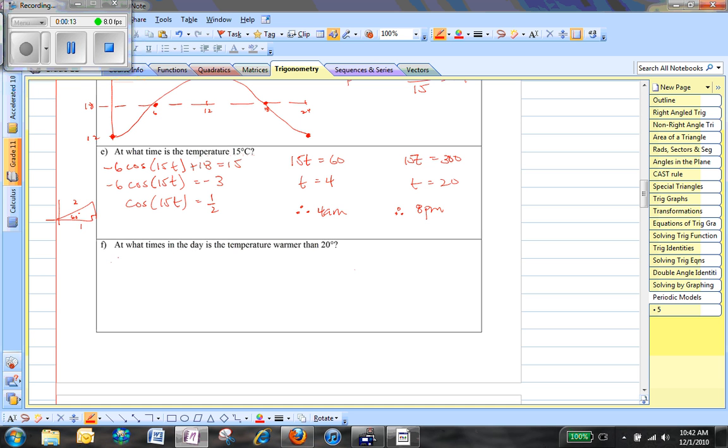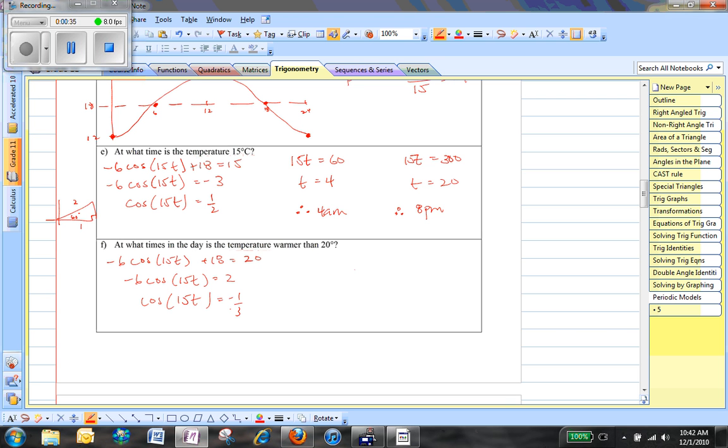So I'm going to start with minus 6 cos 15t plus 18 is equal to 20. I get minus 6 cos 15t is equal to 2. So cos 15t is negative a third. All of a sudden I know right now, looking at the negative a third, that's not a special triangle, so I'm going to need my calculator.